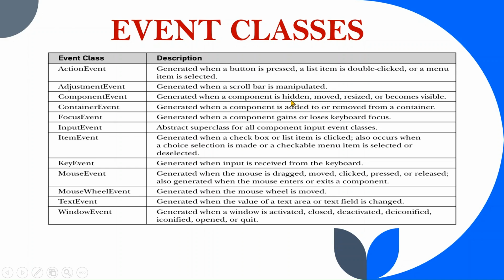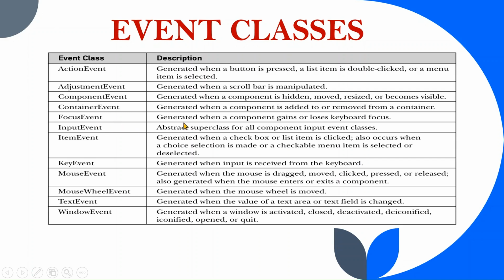So if I hide the component on screen, or if I move the component, or resize the component, or if I show the component on the applet window or the frame window, which is nothing but a container, then we can see component event is generated. Then we have container event. A frame window or applet window is called a container. If I add one component to that particular container, or I remove the component from the container, then this event is generated. Generated when a component is added to or removed from a container.